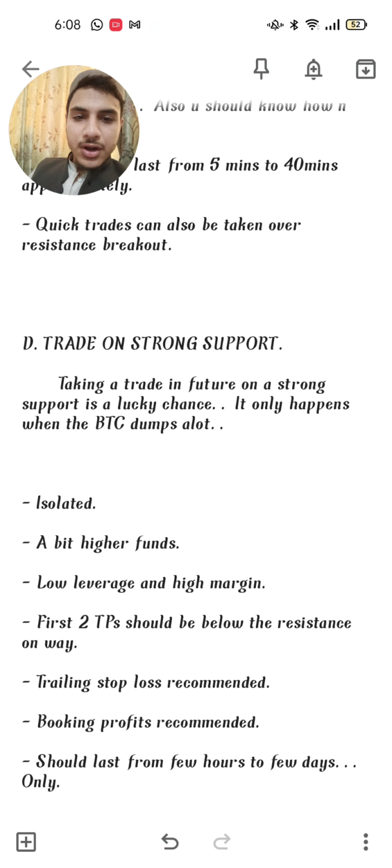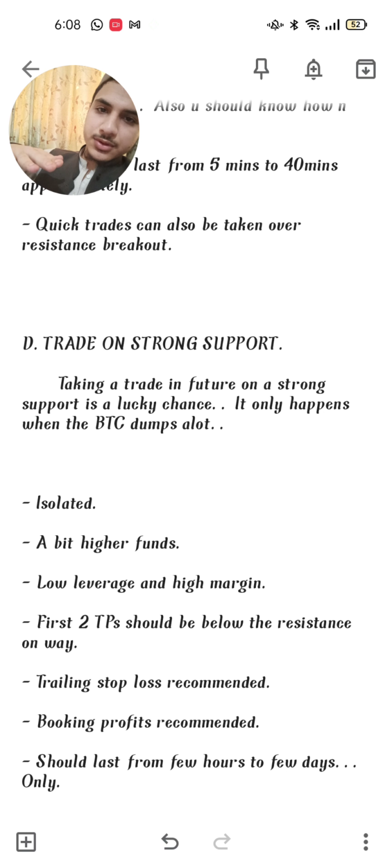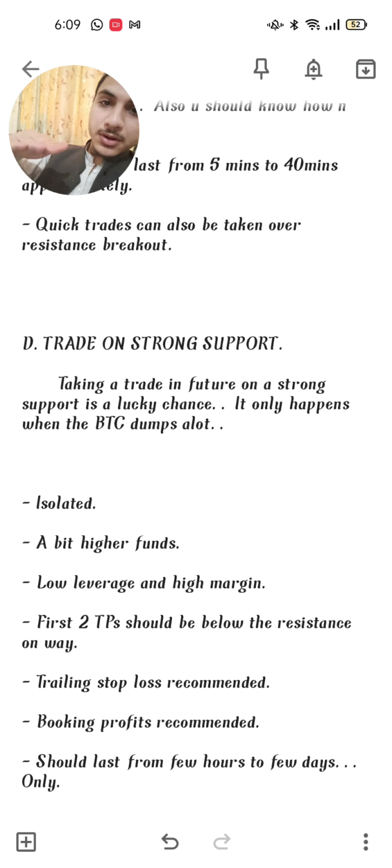Type 4, trade on strong support. So these are trades which we take on strong support. The market dumped a lot and the coin came to its strong support line. So this is a good position. It is a lucky chance to get into this trade with higher funds and low leverage for a day or more. This is the most profitable trade, but it happens when the market crashes and you have spare USDT for it.